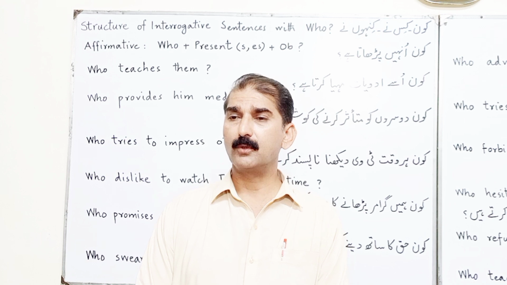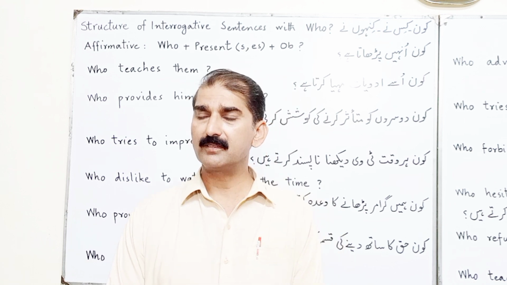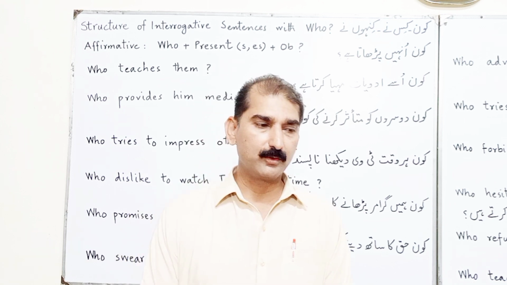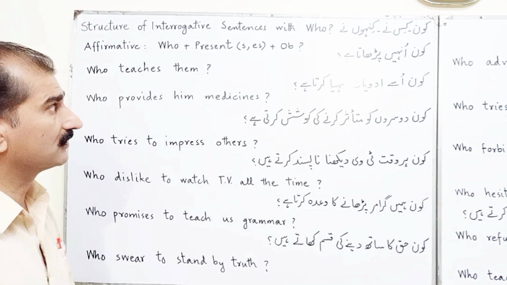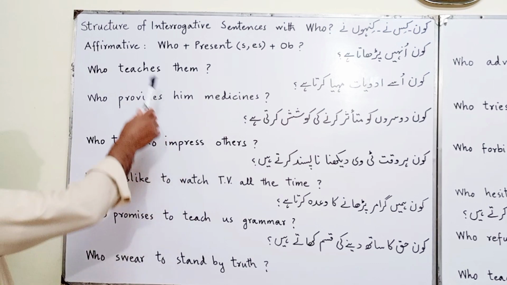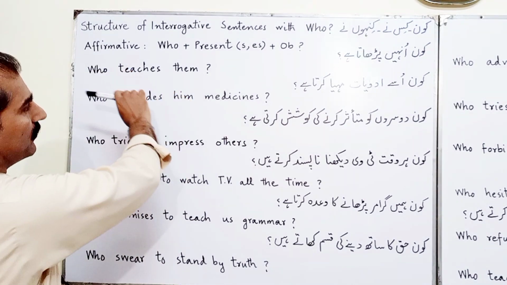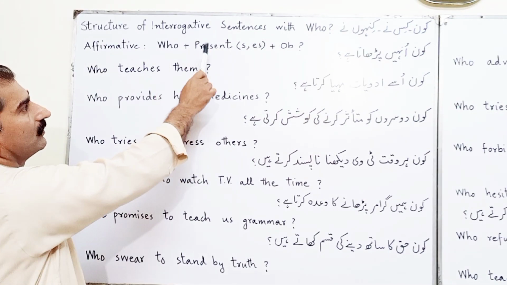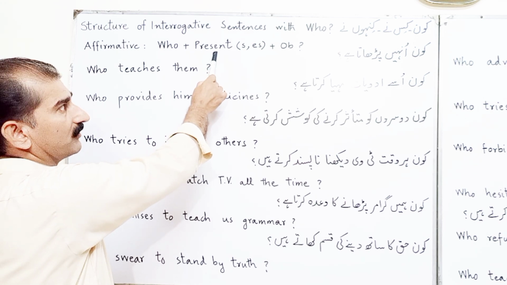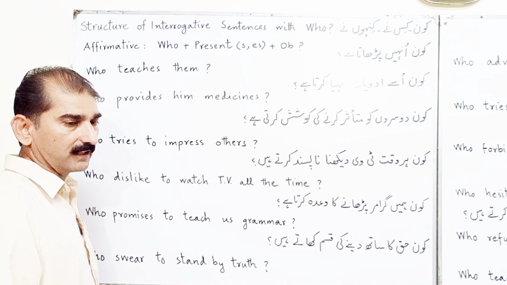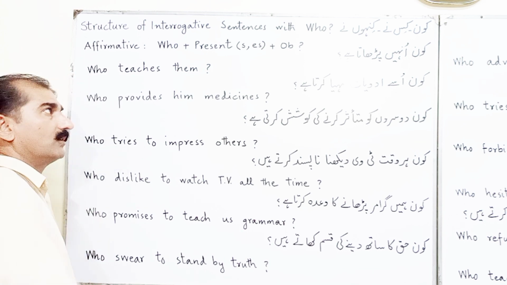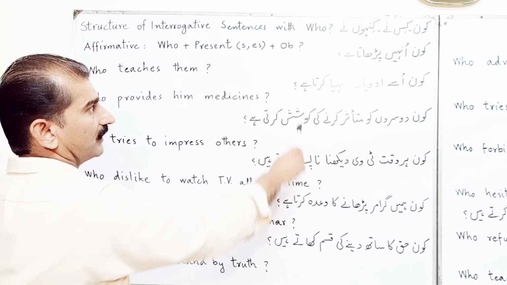The structure of who sentences is always affirmative. We use a simple format of the present indefinite tense in this kind of sentences, just like an affirmative sentence. Who plus present form of the verb plus s or es. We add s or es to the present form of the verb and put the object at the end and the interrogative sign.